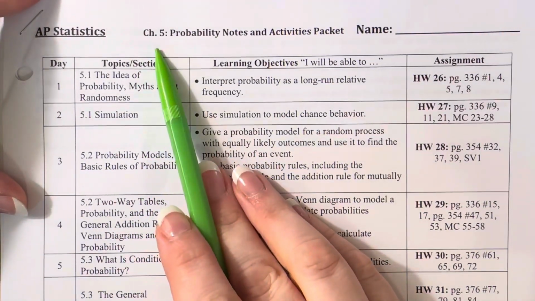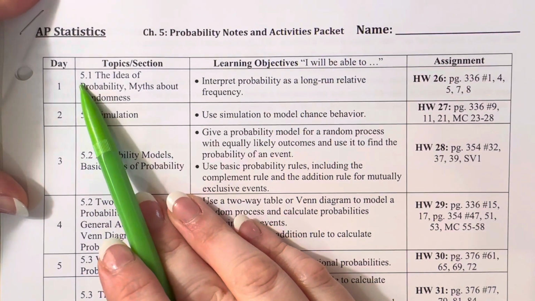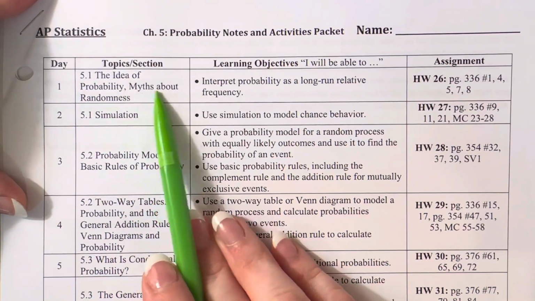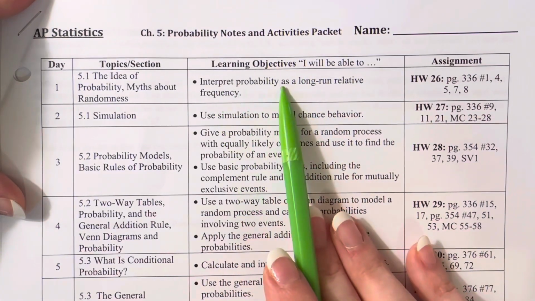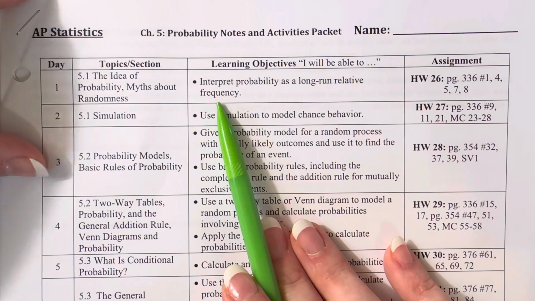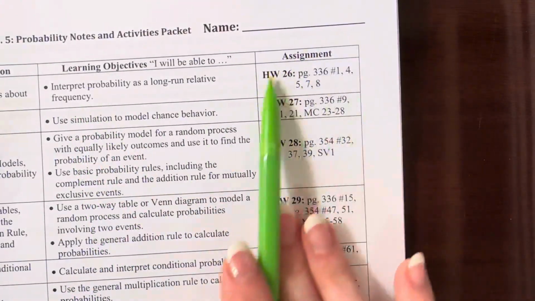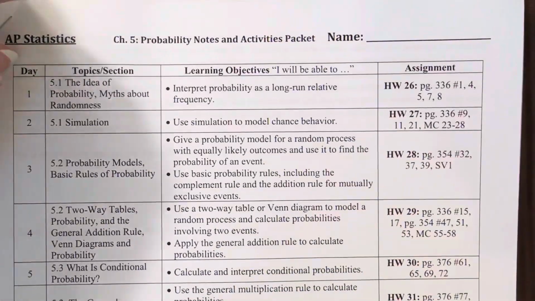We will be starting Chapter 5, beginning with Section 5.1, the idea of probability and myths about randomness. At the end of this lesson, you will be able to interpret probability as a long-run relative frequency. And as usual, please try these problems after we are finished. Let's get started.